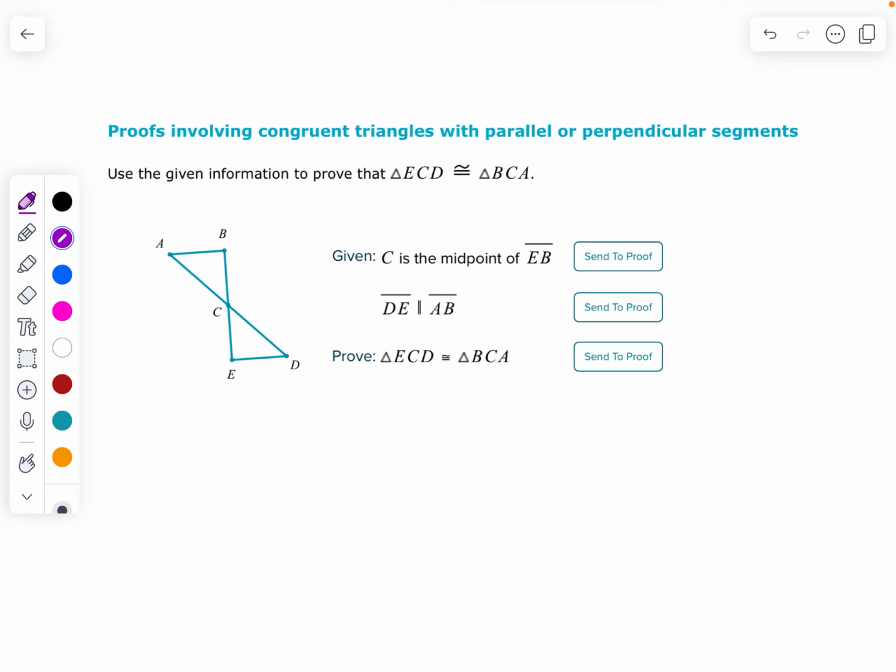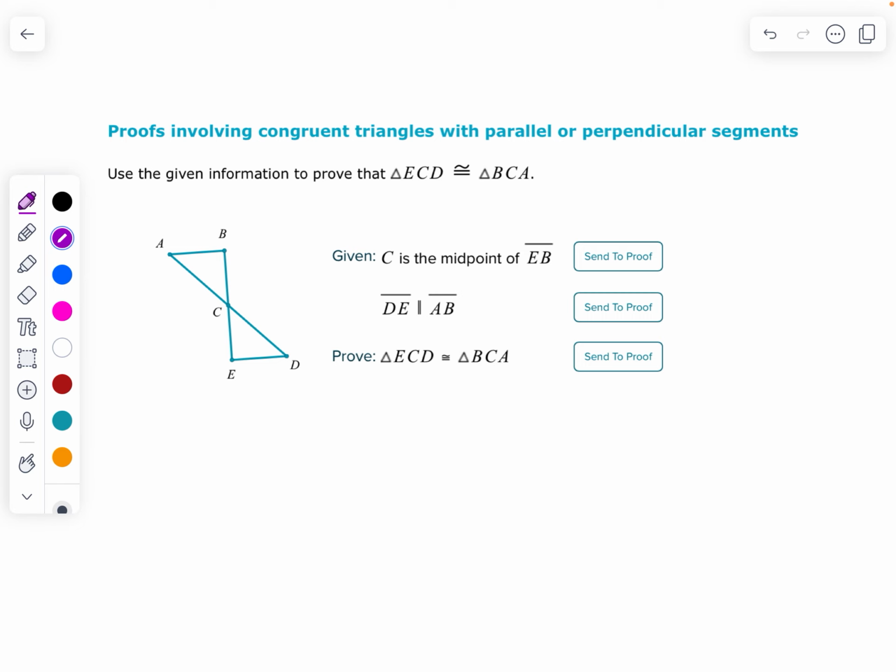All right, proofs involving congruent triangles with parallel or perpendicular segments. Here we go. This one has parallel lines. This one is tricky because in the given, there's not a single congruent thing at all. So you're going to have to write out 3 different congruencies, and you're going to have to figure them all out. So we got this. We can do this.